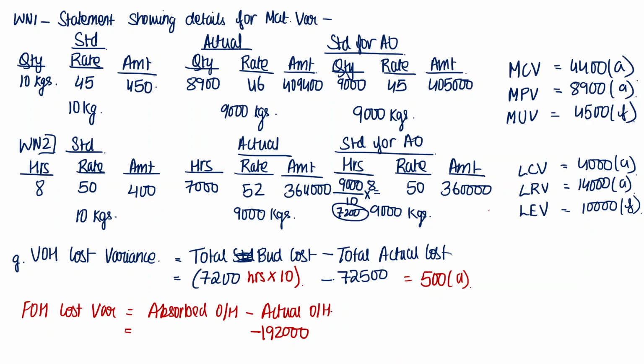What is the absorption rate per packet? Rupees 200 per packet is the absorption rate. Absolutely right. How many packets did we make? 900. So 200 into 900 packets, that is 1,80,000 minus 1,92,000. 12,000 adverse. Anyone who has not understood this?